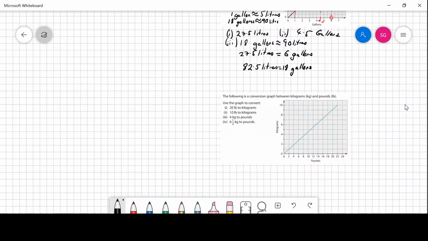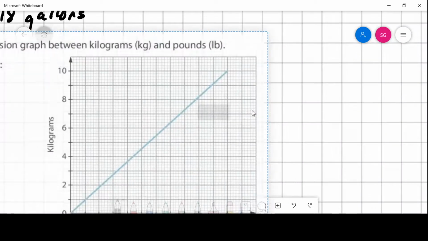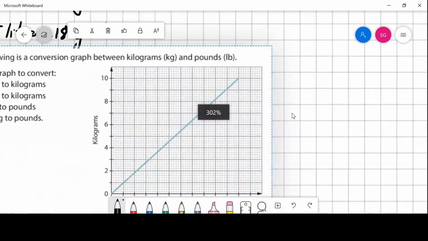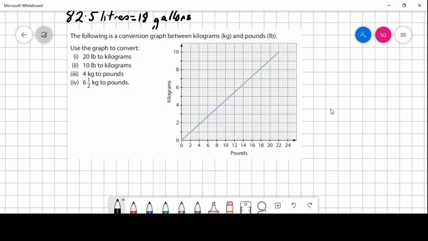Sorry, for some reason there, everything froze on me. Let's look at this next section, okay? So this is a conversion graph between kilograms and pounds. So, you girls have already come across kilograms, you've already come across pounds in your lives.